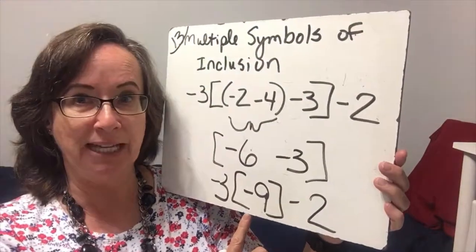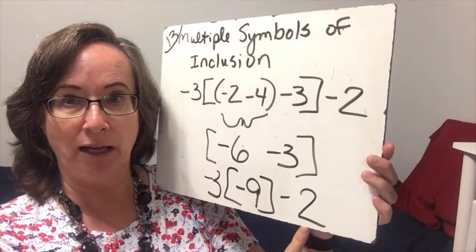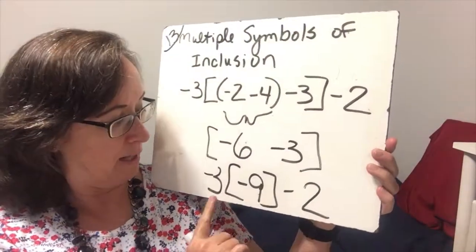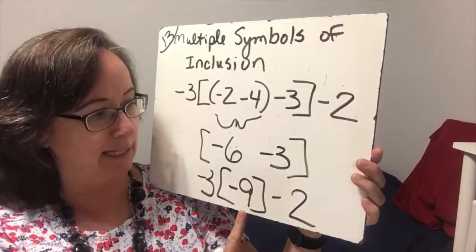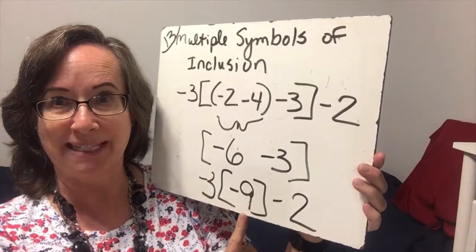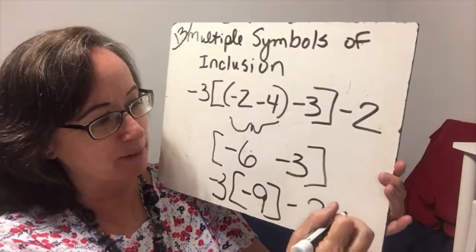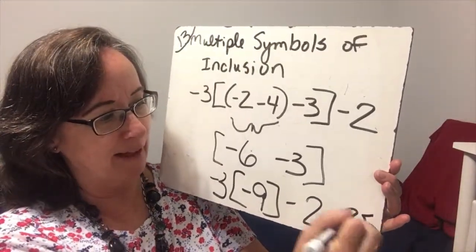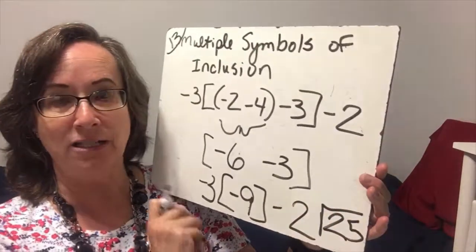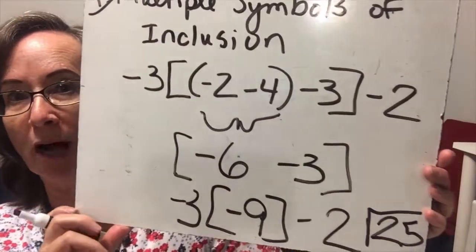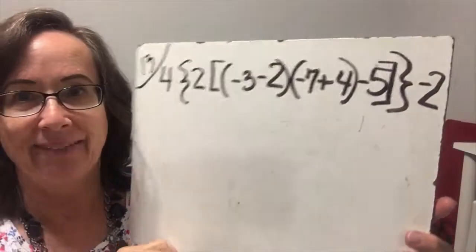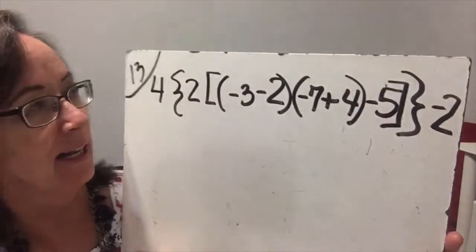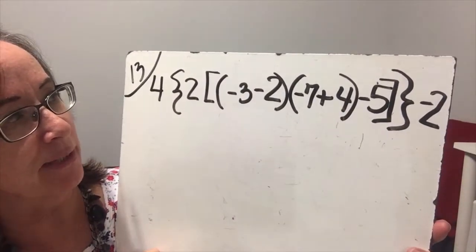But multiplication takes priority over subtraction here. So -3 times -9 is +27, and +27 take away 2 is going to be 25, and that is the correct answer. So we're going to be working problems like that one here. And this one is a doozy, isn't it? Look at all of those symbols of inclusion.